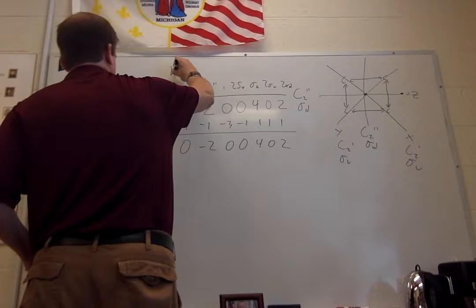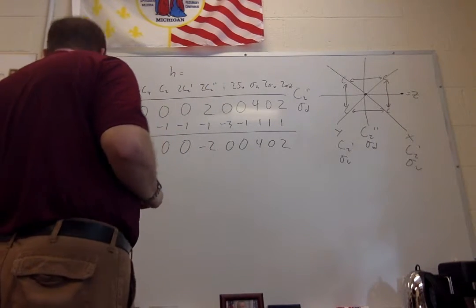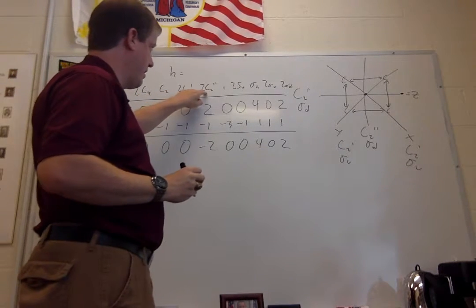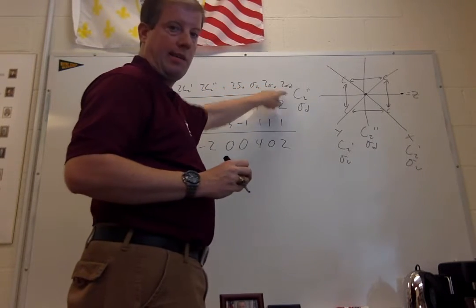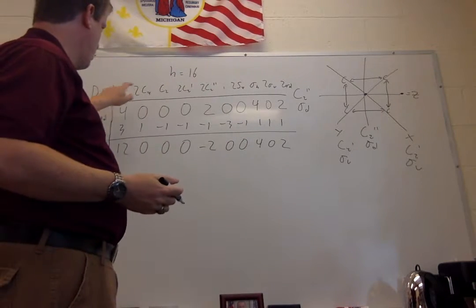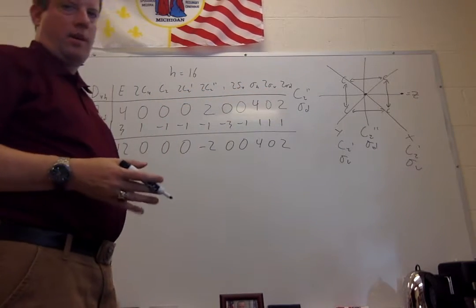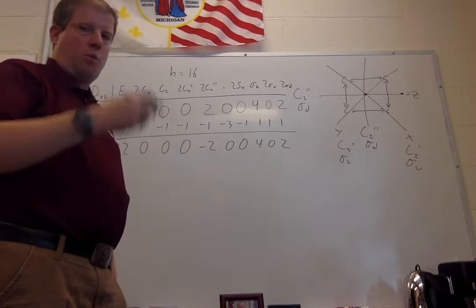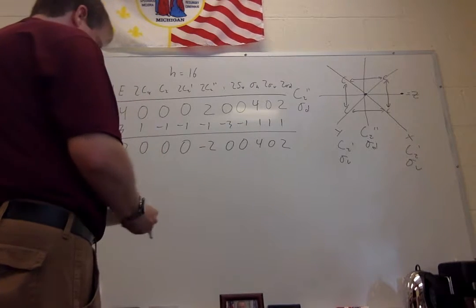What's the order of this group? 1, 3, 4, 6, 8, 9, 11, 12, 14, 16. 16 symmetry elements divided into 1, 2, 3, 4, 5, 6, 7, 8, 9, 10 classes. H is the number of individual symmetry elements, the total number of symmetry elements. That's the 1 over H that you're going to use to reduce this.